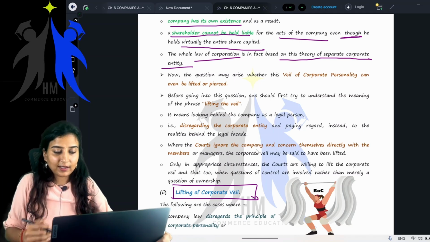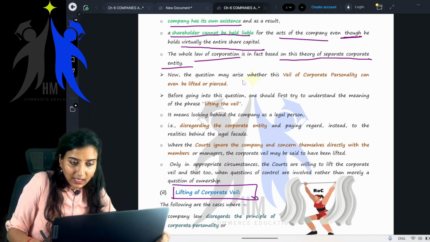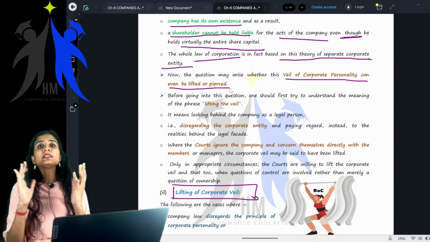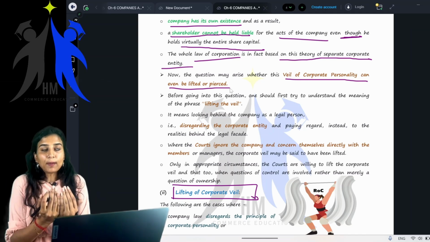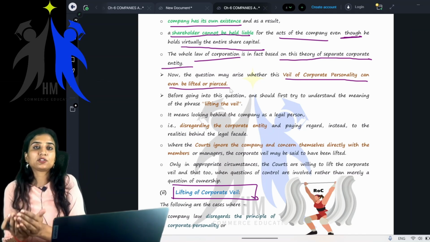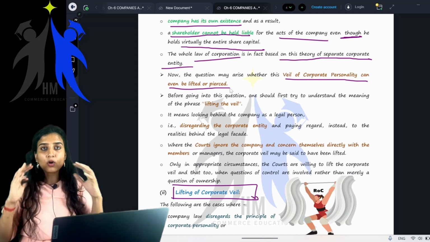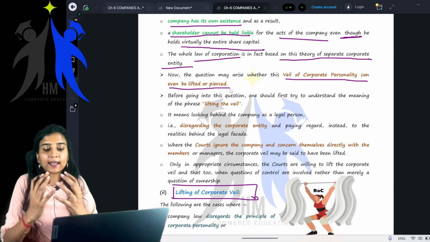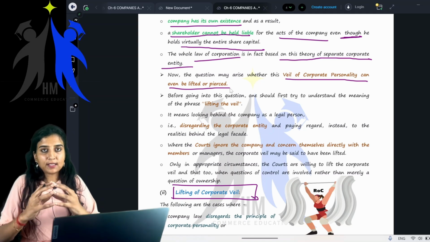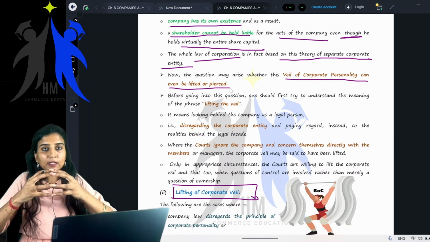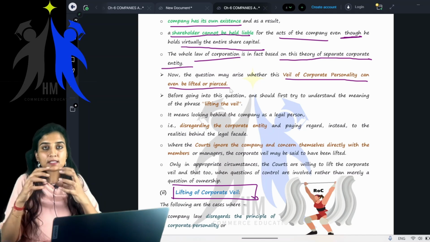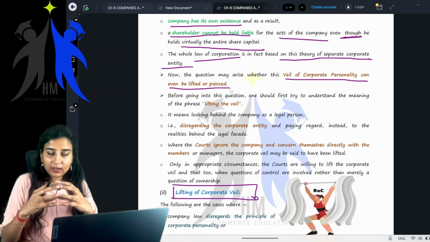Still, now the question might arise whether this veil of corporate personality can be lifted or pierced, meaning that whatever corporate insulation you have given, wherein the members are not responsible for the acts of the company. That is the kind of insulation or veil which you have put to cover or protect the members of the company. They are basically in a shell. The insulation or the veil is protecting the members inside that particular veil.